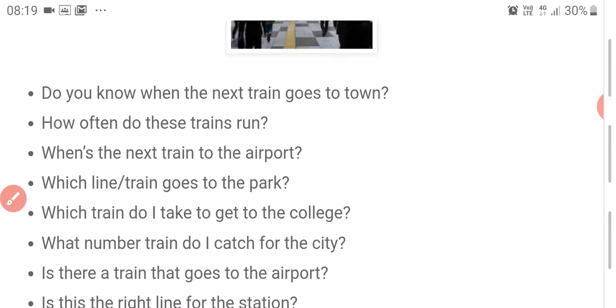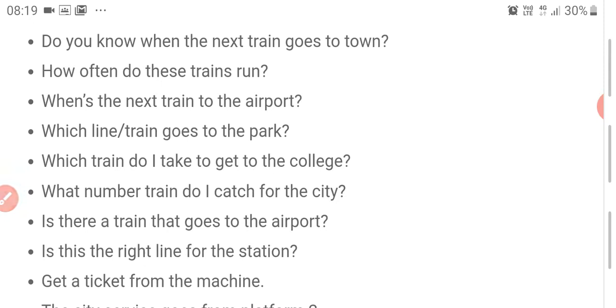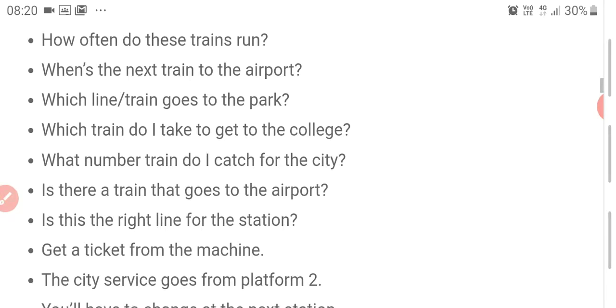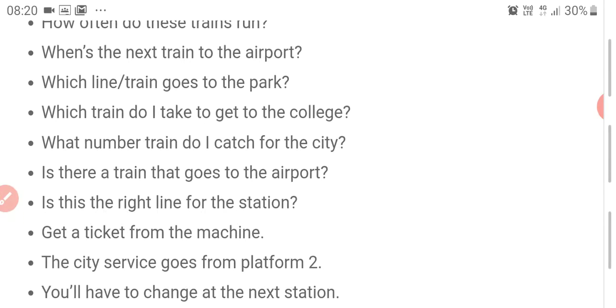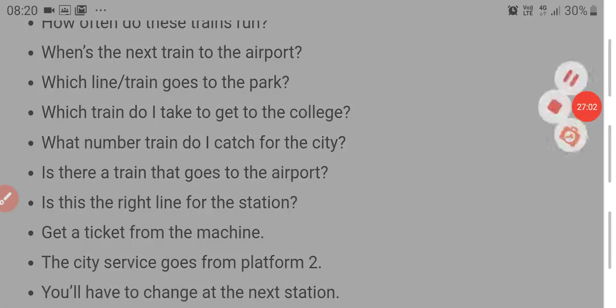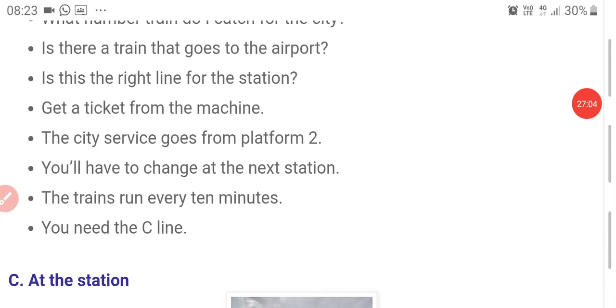All right. So is there a train that goes to the airport? Is this the right line for the station? Get a ticket from the machine. How do I get a ticket from the machine? So these are some of the general phrases like get a ticket from the machine. The city service goes from platform 2. You have to change at the next station. The trains run every 10 minutes. You need the C line.